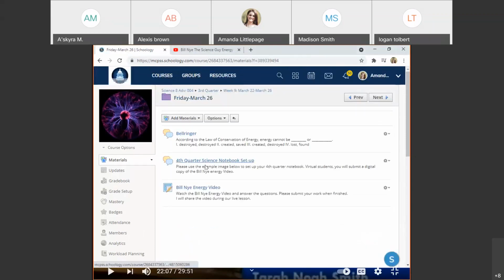Now, the next thing I have you doing is setting up your fourth quarter science notebook. Obviously, I'm more strict with in-class students doing this because they're here with me. So since you guys are virtual, you have some more flexibility. However, having a science notebook is a really good way to stay organized. If you want to use a binder, you can use a binder. If you want to use a composition notebook, you can use a composition notebook. Either one of those would be fine.